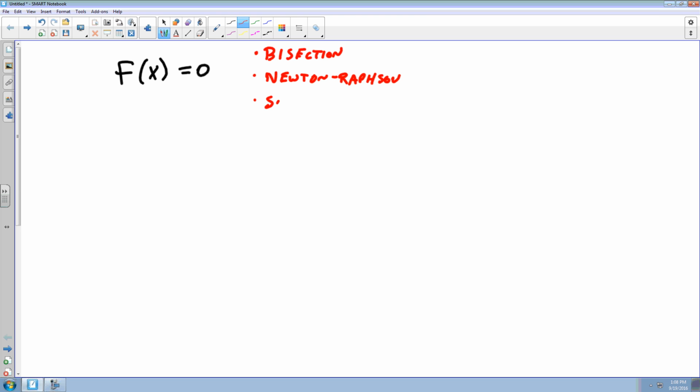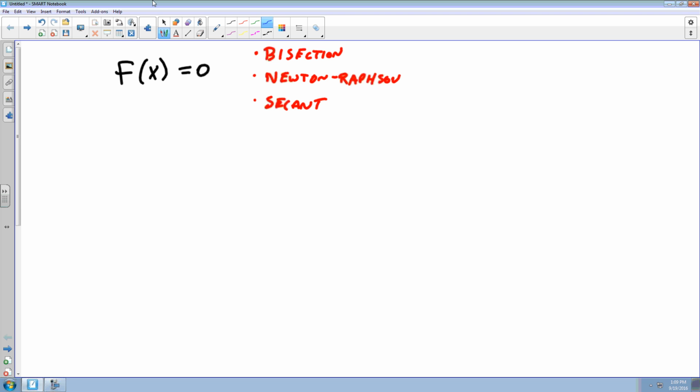And you better know the secant method for certain on the test. Something of that nature is going to be there, almost guaranteed. In fact, probably 2 out of 3. Maybe only 1 out of 3. I don't know. But definitely that's going to be on there.